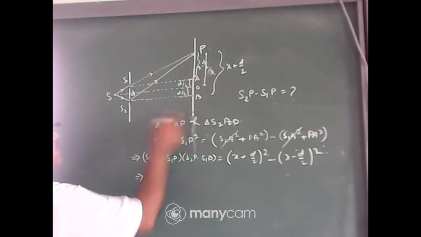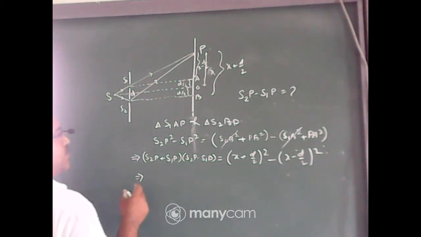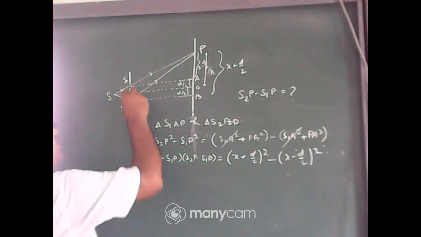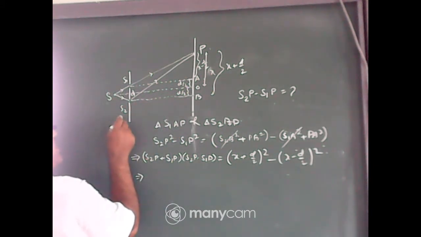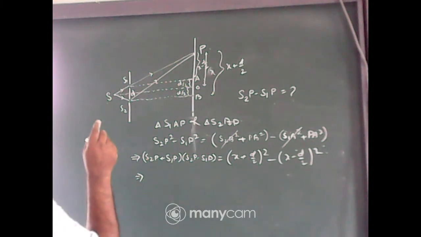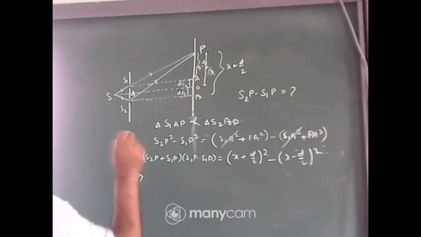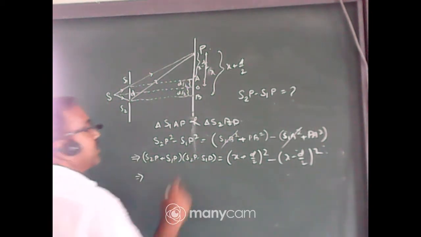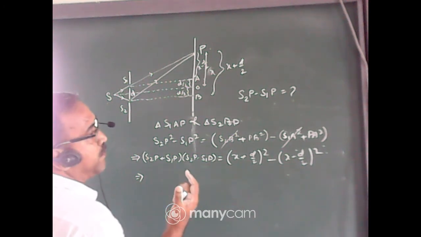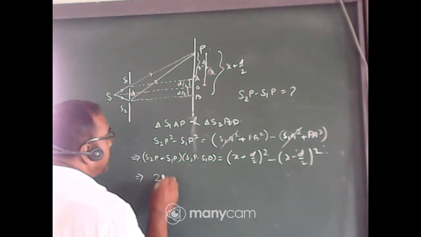The distance is very small. Very small means it is not a very large distance. So d is very, very small. So we can write here that S2P and S1P are almost equal to d, but not equal to d. If they were equal to d, that would be equal to 0, which means the central maxima. So you cannot write it that way. That value is 2d.